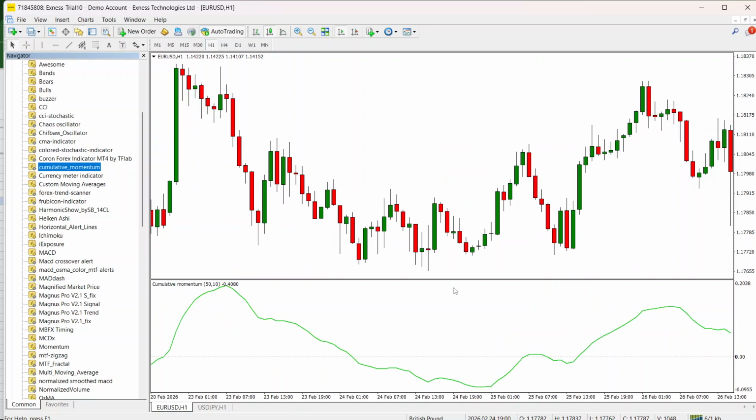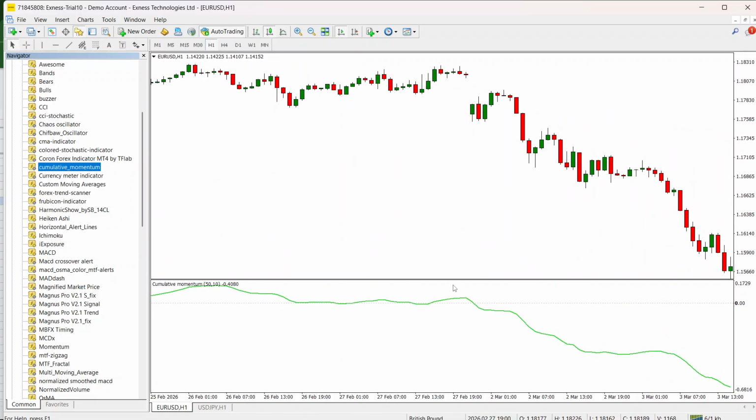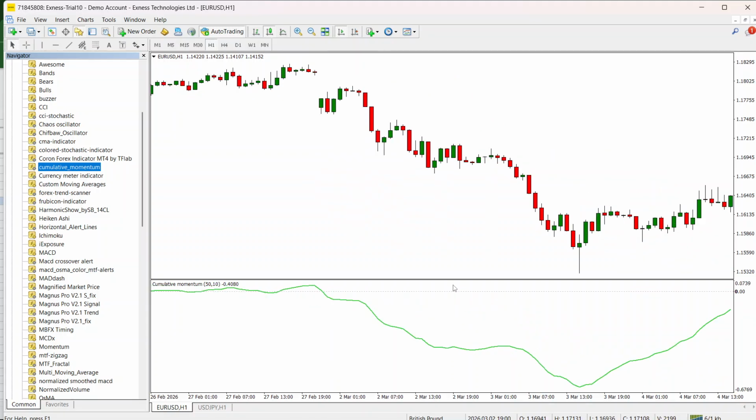When it is below zero and falling, that implies negative or bearish momentum. As we can see again, this is the zero scale, and the green oscillator line is falling below it. While if we look over to the main price chart, we can see bearish momentum.